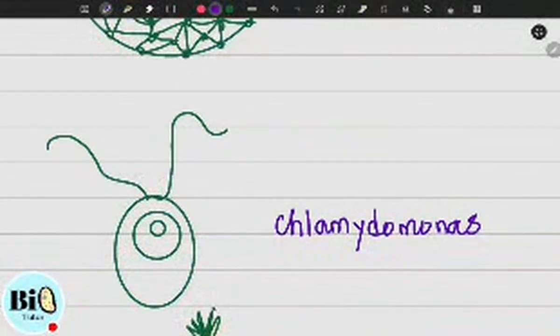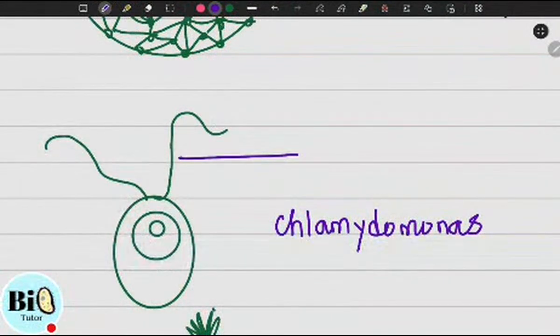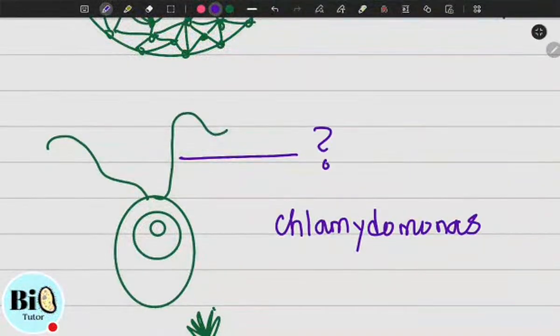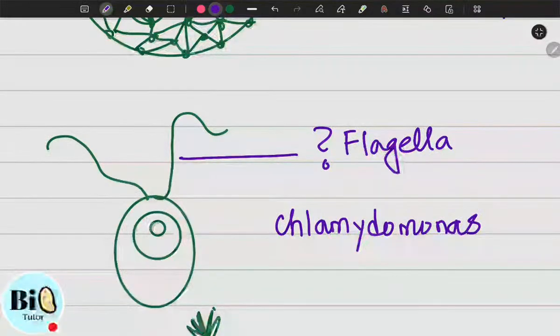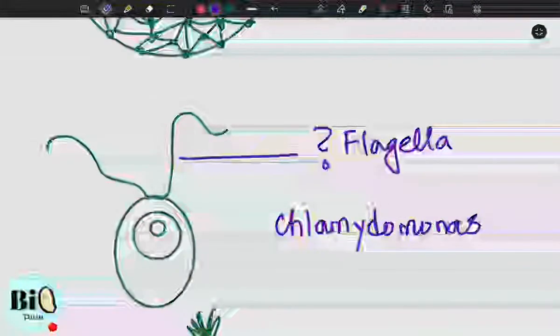So if you've guessed it correct, then full points for you. Now in the book, there's one labeling which is for this part of the organism. So can you identify this part of Chlamydomonas? What is it called? So this part is flagella. We know that flagella and cilia are meant for the motility of the organism. It makes the organism motile, helps in their movement. So Chlamydomonas is motile and it has flagella.